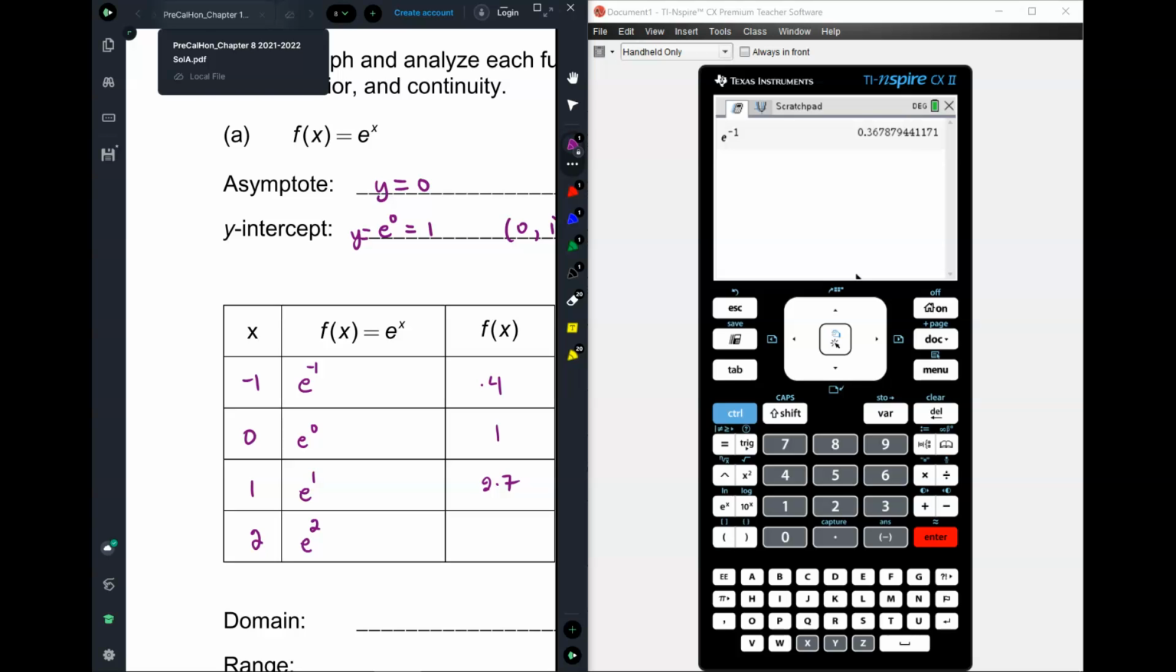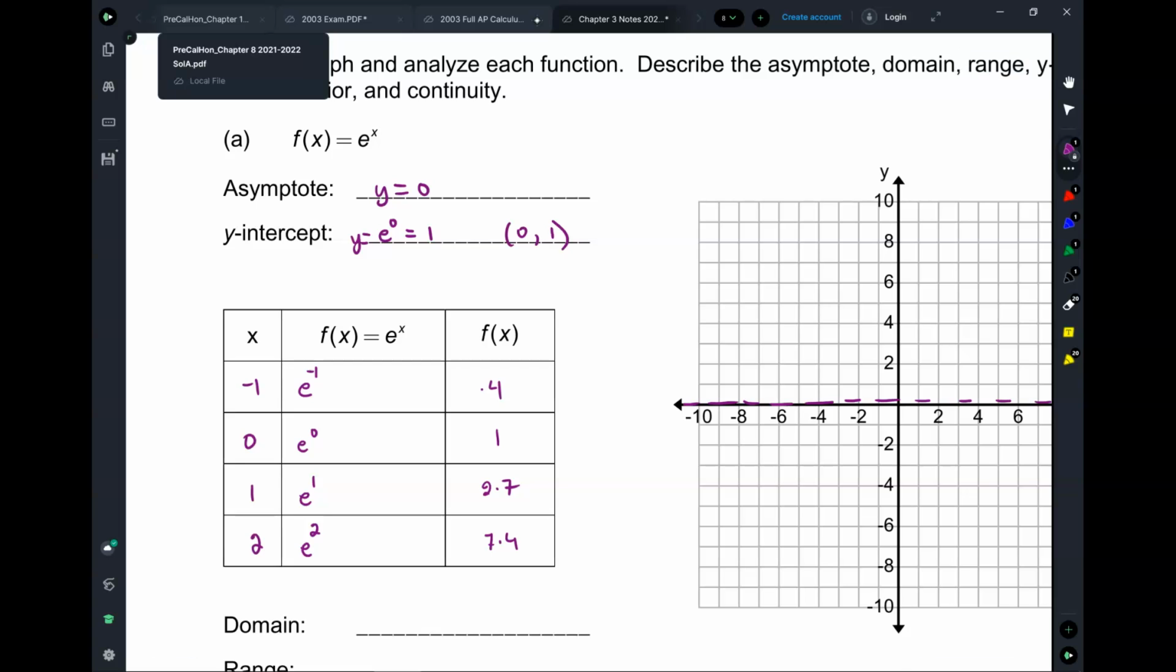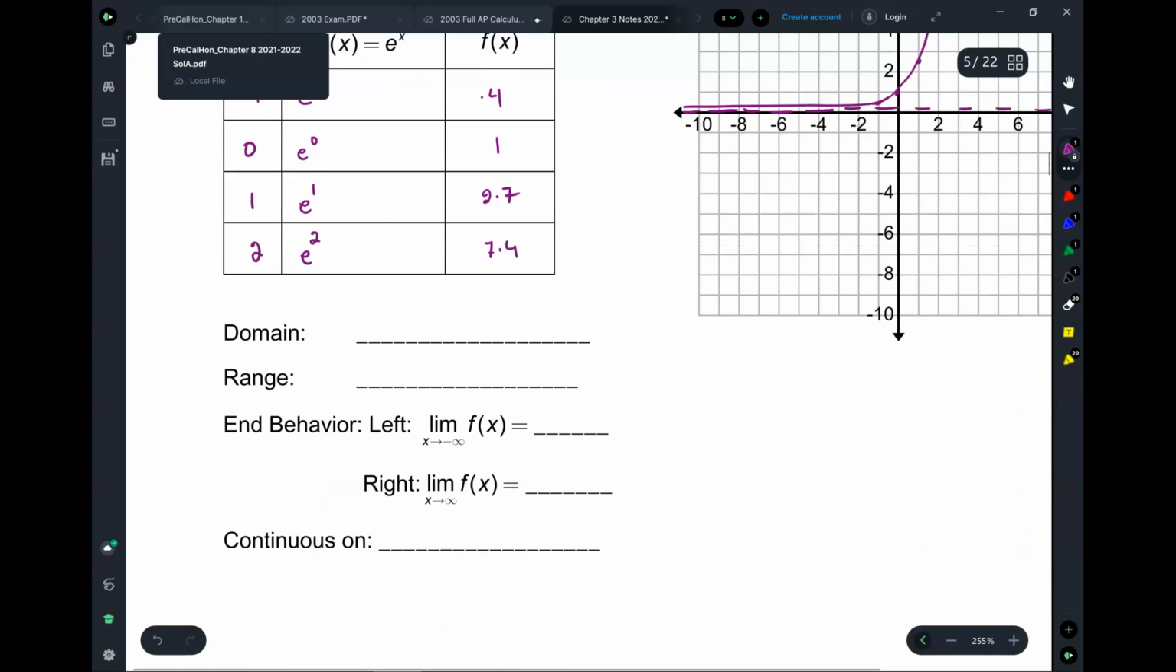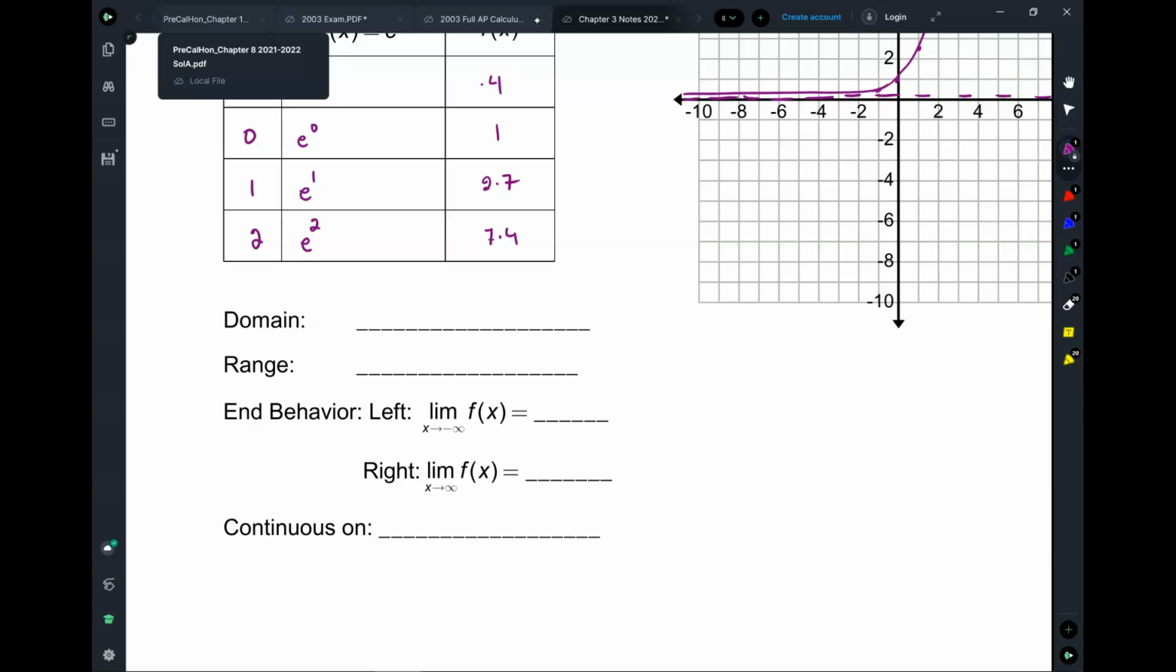All right. So this is 7.4. So 0.4, 1, 2.7, 7.4. Do you see how no matter what the base is, the process is the same? What's the domain? All real numbers. What's the range?